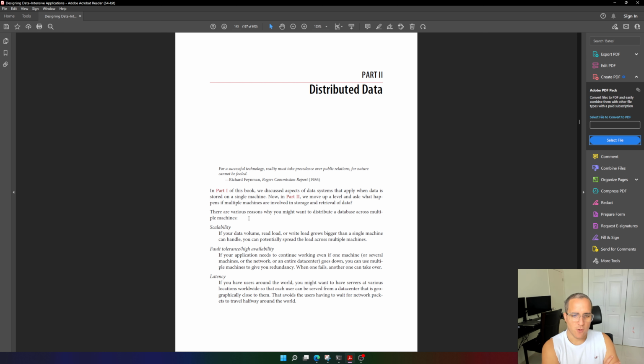Latency: if you have users around the world, you might want to have servers at various locations worldwide so that each user can be served from a data center that is geographically close to them. That avoids the users having to wait for network packets to travel halfway around the world.